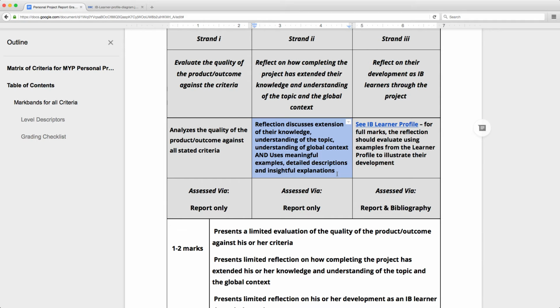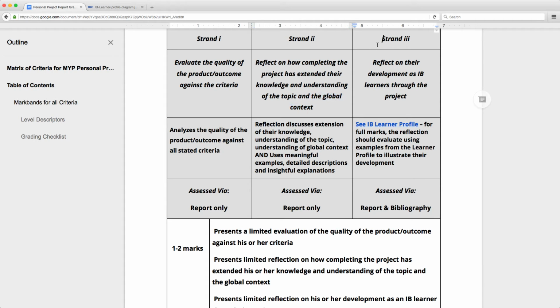You don't have to include everything that you learned, or write a whole essay about the topic, but give some meaningful examples, detailed descriptions, and insightful explanations of what it is that you were able to learn about the topic. Secondly, still here in strand 2, you should be talking about the global context. So in Part A, investigating, you picked out a global context that you thought was most appropriate for your project. Make sure you refer back to that big idea of the MYP and why other people should care about this topic as much as you do.